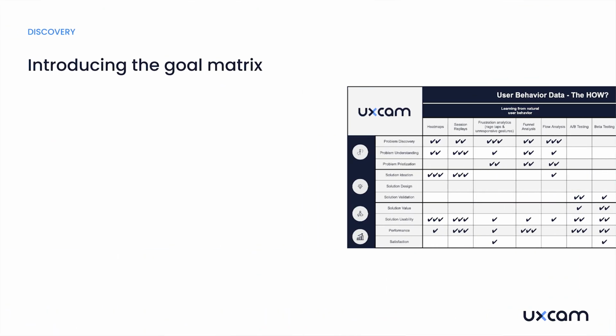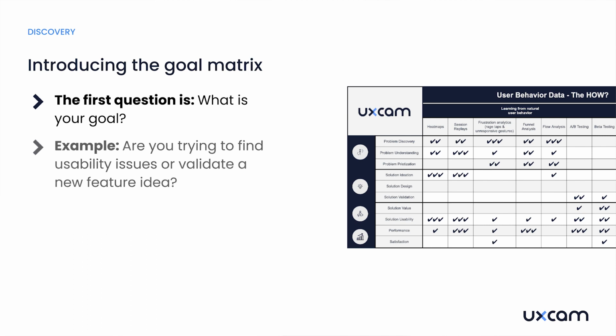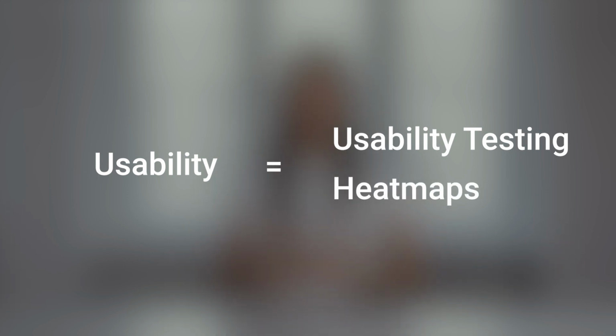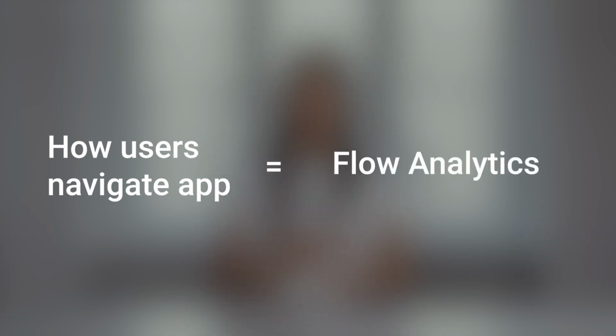The first question is, what is your goal? Are you trying to identify usability issues, understand user behavior, or maybe validate a new feature idea? Your goal will shape the type of research method that's most applicable. Let me give you an example. If you're focused on usability, methods like usability testing and heat maps can provide immediate feedback. But if your goal is to understand how users navigate your app, flow analytics might be more suitable. The key here is to be specific about what you're trying to achieve.